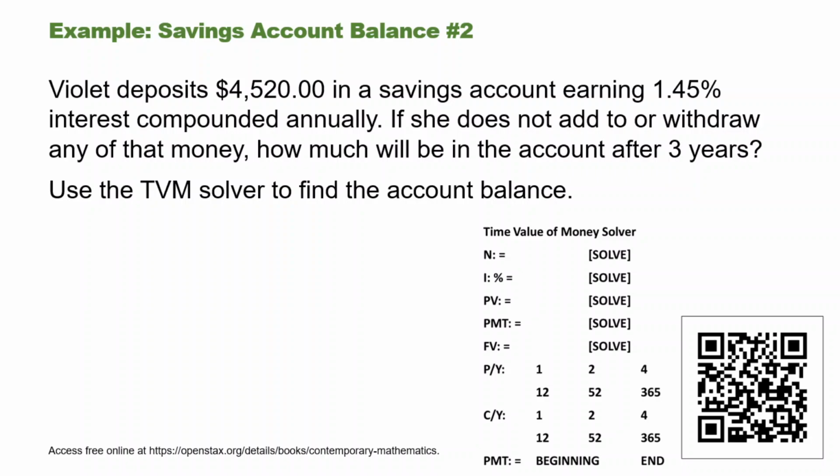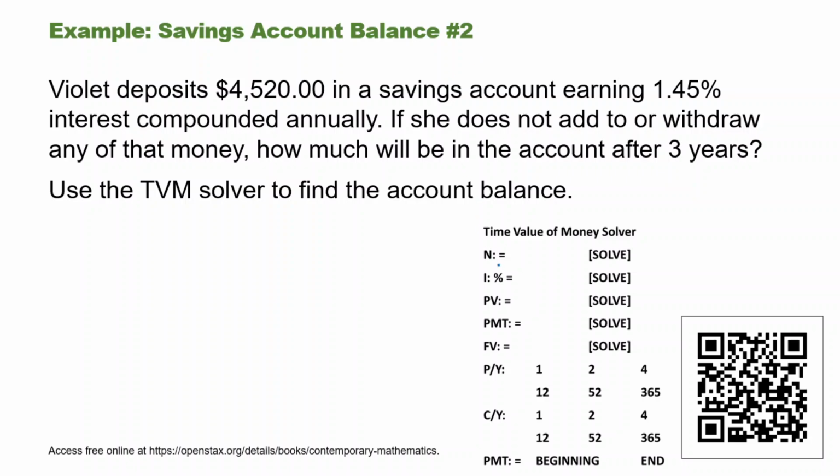Example, savings account balance number 2. Violet deposits $4,520 in a savings account, earning 1.45% interest compounded annually. If she does not add to or withdraw any of that money, how much will be in the account after 3 years? Use the TVM solver to find the account balance.